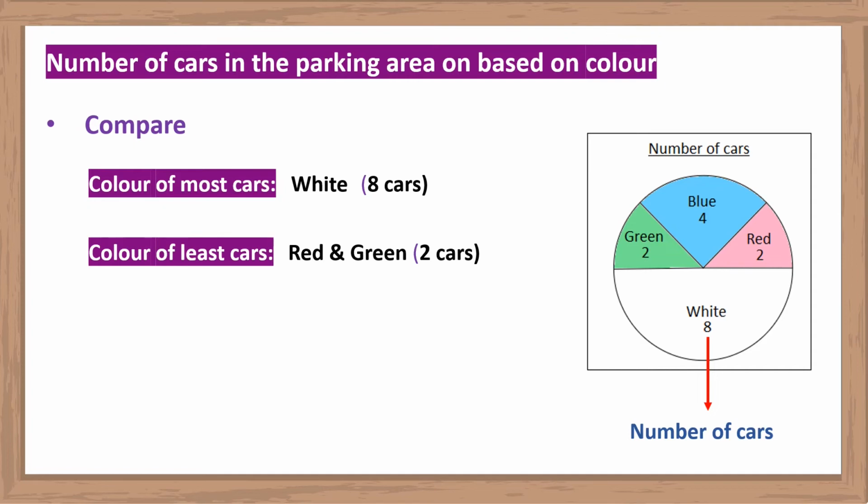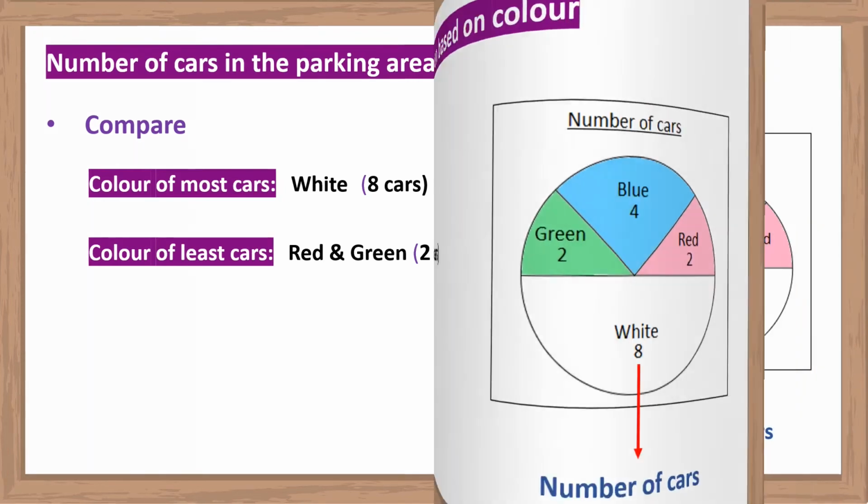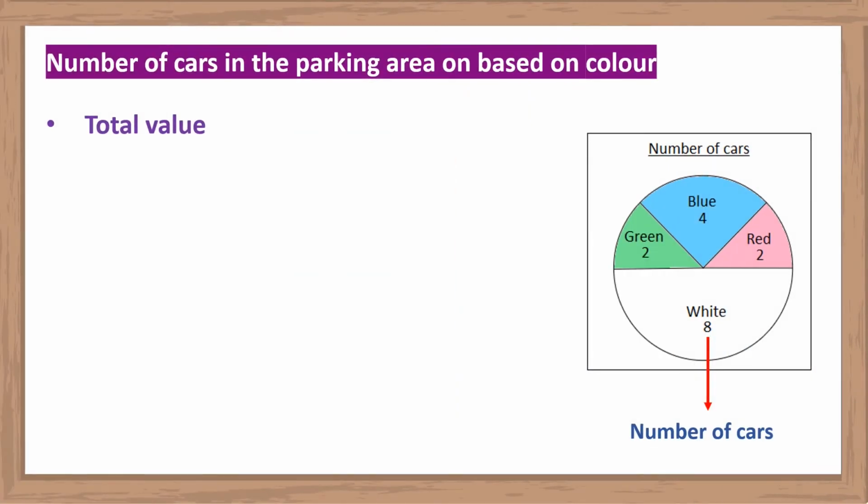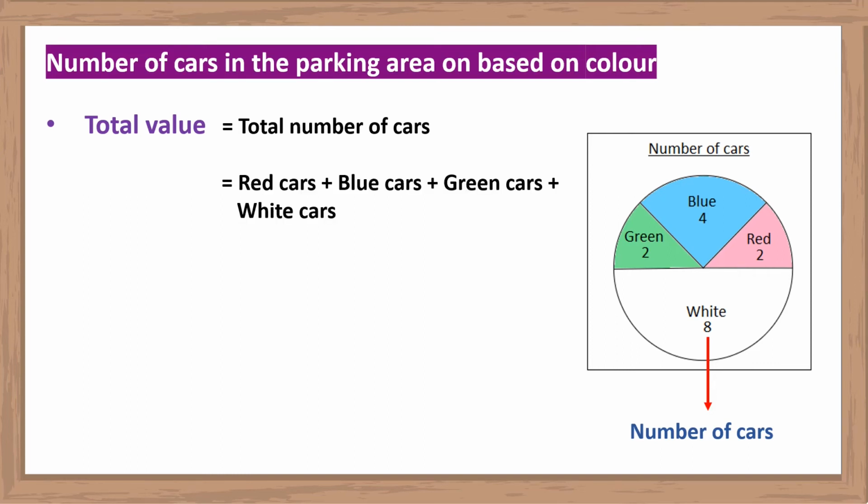Next, let's find the total value. From the pie chart, we can find the total value. That is, the total number of cars, which equals the number of red cars, plus blue cars, plus green cars, plus white cars. That is, 2 plus 4 plus 2 plus 8, which equals 16.